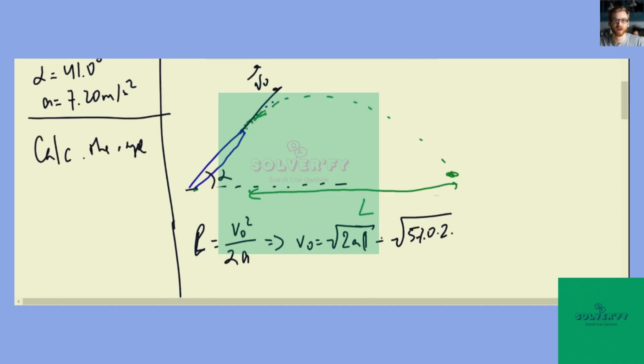Which is the square root of 57.0 times 2 times 7.2, and it's all in meters per second. Let's calculate this number. It equals 28.6 meters per second. Okay, we've calculated the initial velocity.